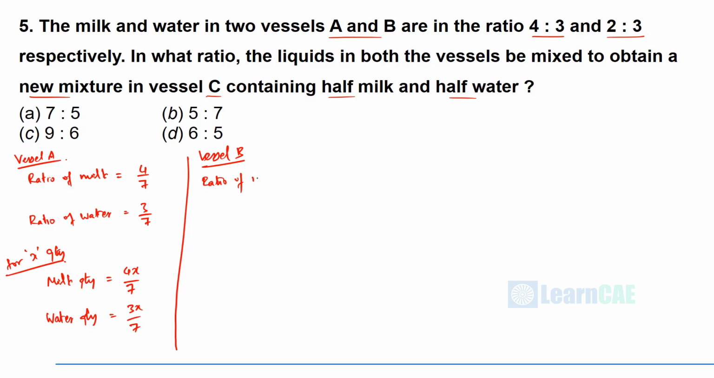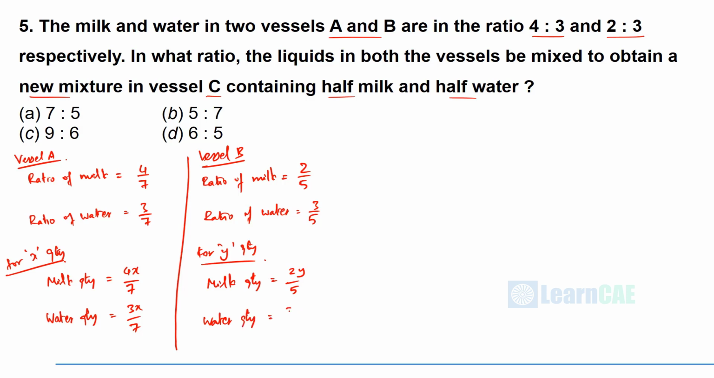Ratio of milk is equal to 2 divided by 2 plus 3, that is 2 by 5. Similarly, ratio of water is equal to 3 divided by 5. Next, we are taking Y quantity from this vessel B and mixing it with C. Therefore, for Y quantity, the milk amount will be 2Y by 5 and water quantity will be equal to 3Y by 5.